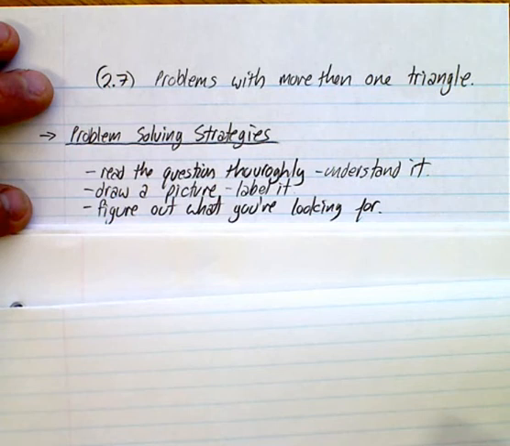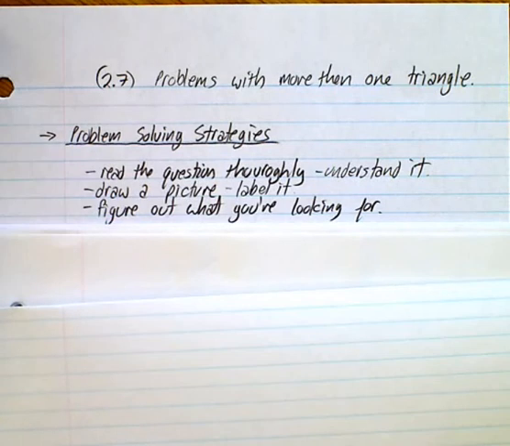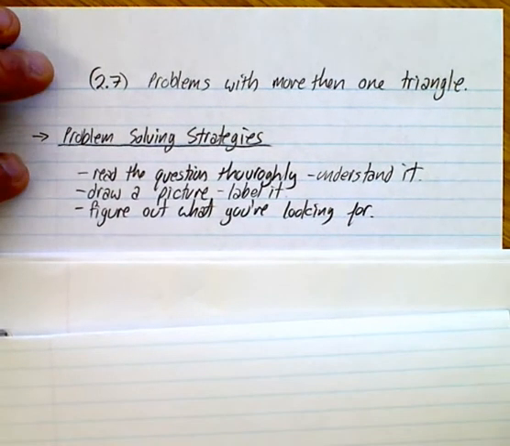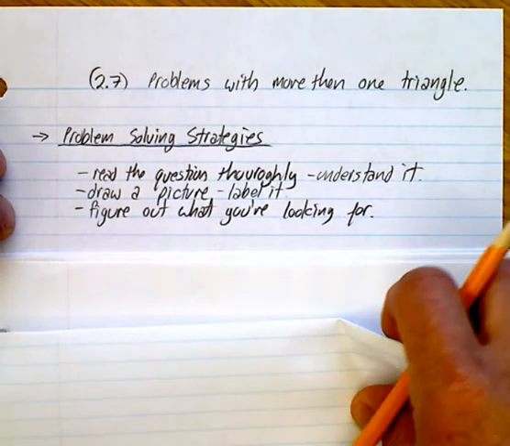One of the most important things is that you have to figure out what you're looking for, right? What are they asking you to find? You can't give them an answer if you don't know what they're looking for. Okay, these are just 3 strategies. There are probably a lot more, but these are the most important, okay?